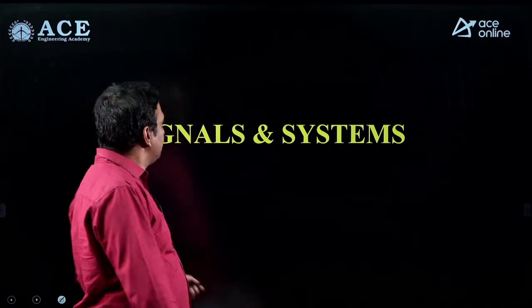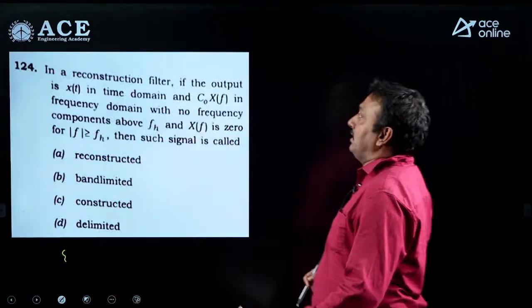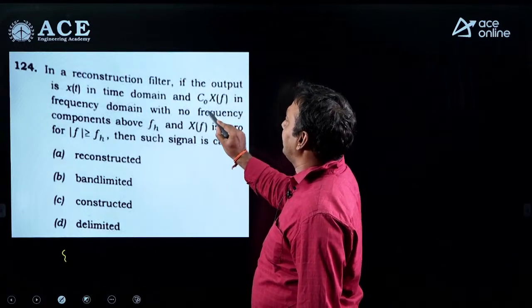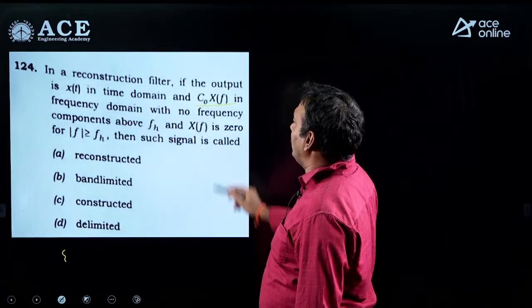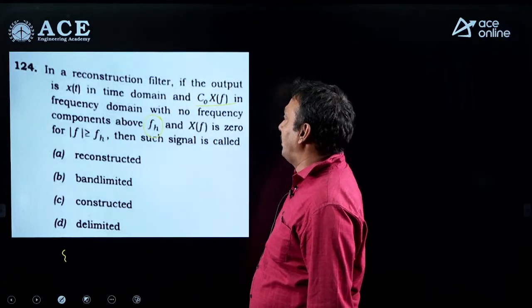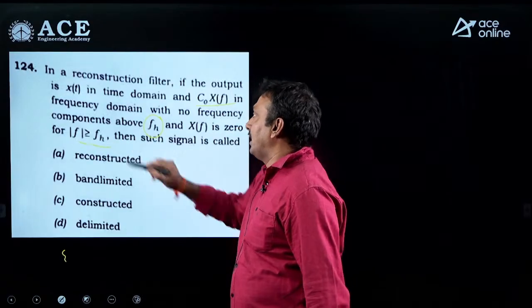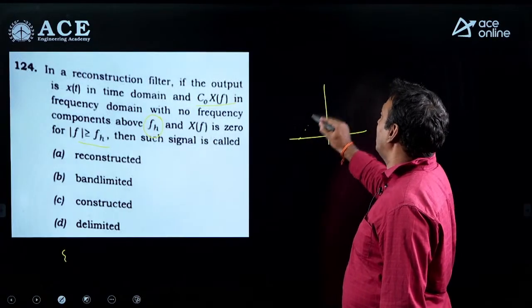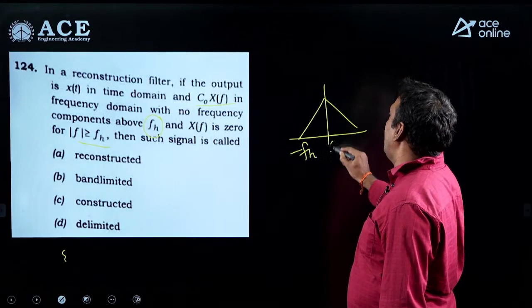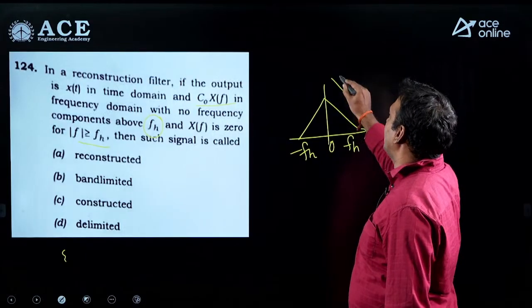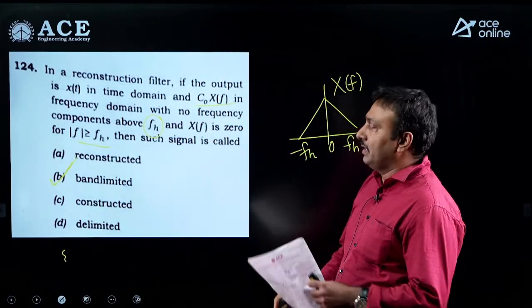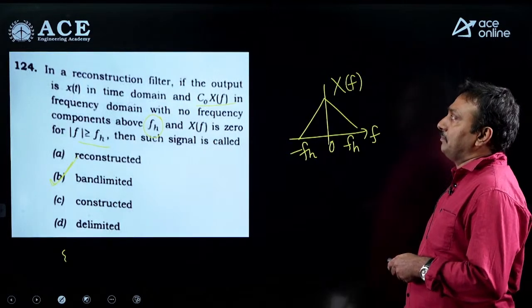Hello, let us see signals and systems questions. This year we got around 10. Let us study this question. In a reconstruction filter, the output is x(t) in time domain and X(f) in the frequency domain, with no frequency components above its highest frequency, and X(f) is 0 for mod f greater than or equal to fh. It is the simple sampling theorem derivation, reconstruction. Normally we assume a band limited spectrum for doing the derivation. That is what is stated. So then what is the nature? The signal is called band limited. Option B is the correct answer. Sampling theorem.